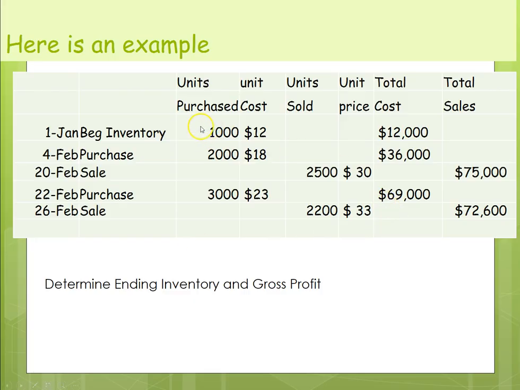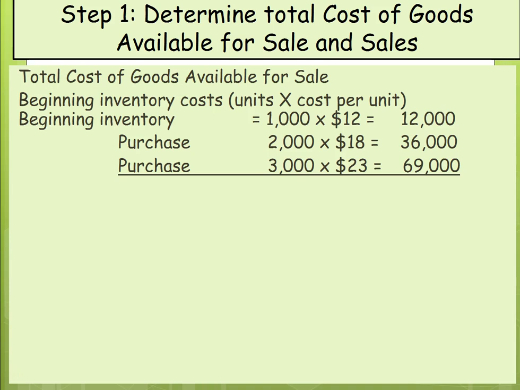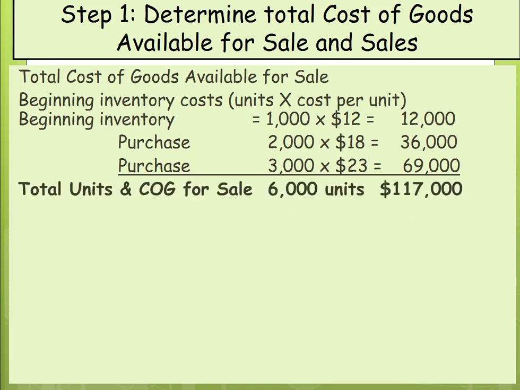Now we have a nice example here, and what I'm going to do is first take this example and put it in a format, and there are certain things I always do first. It doesn't matter whether I'm doing FIFO, LIFO, or weighted average, and I'll walk you through that. Step one, I take the information and separate what I have, which is total cost of goods in units and in dollars, and I take the units times the cost per unit, and then I add all of those up to get my total units and cost of goods available for sale.